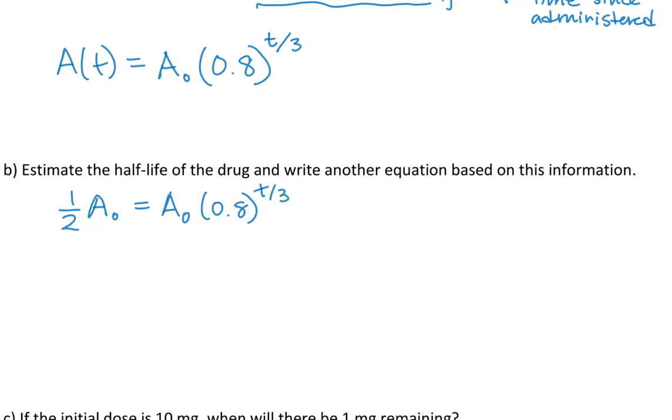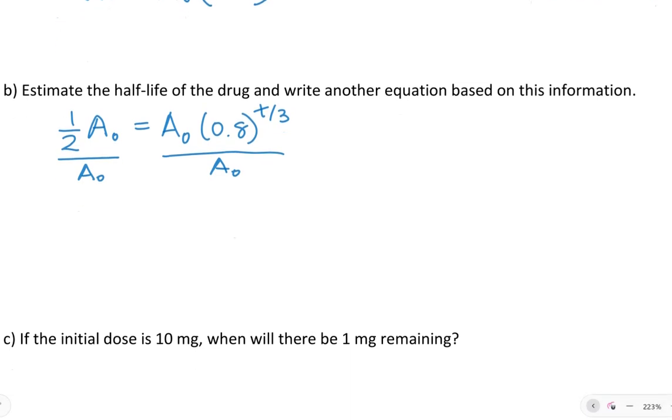So this is my setup, and it might concern you at first to have an extra variable in the problem, but maybe you can spot now that that's going to drop out really easily. We can just divide out the A sub 0. You do want to be careful about dividing out your variable, but we're solving for t, so dividing out an A sub 0 should not cause us any problems. So now I have 1/2 equals 0.8 to the t over 3.